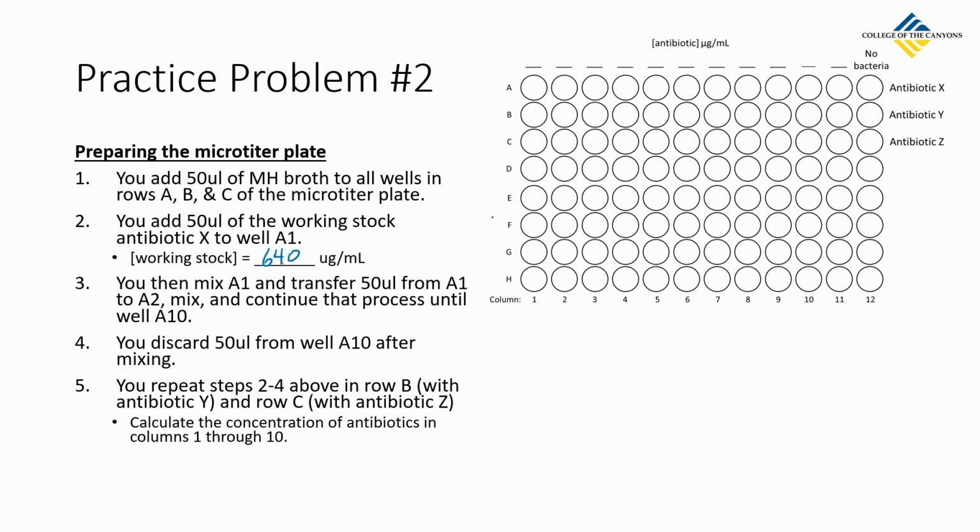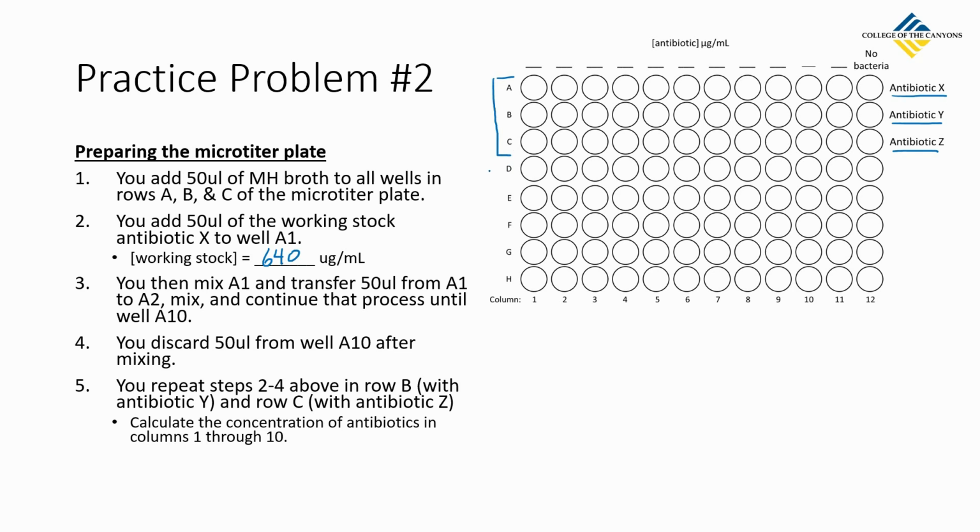So here's our 96 well plate. We're going to be testing, it looks like, 3 antibiotics this time: antibiotic X, antibiotic Y, and antibiotic Z. So it says we add 50 microliters of Mueller-Hinton broth to all the wells in rows A, B, and C. We need 3 wells, 1 well per antibiotic.